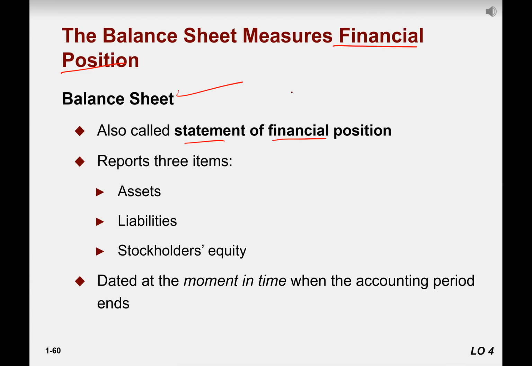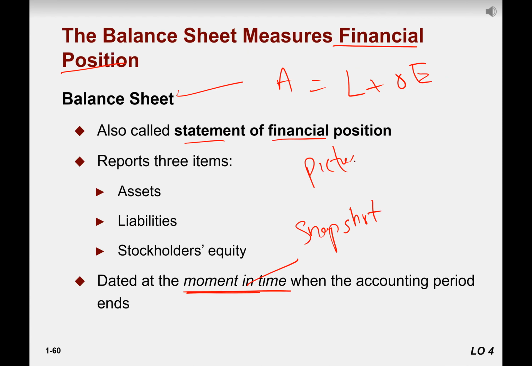What is the formula for the balance sheet? Assets is equal to liabilities plus owners' equity, right? So remember, the balance sheet is dated at a moment in time, a snapshot or a picture on a specific date. It shows you the financial position of a company at a specific date or a moment in time. It doesn't show what will happen or what happened during the year.